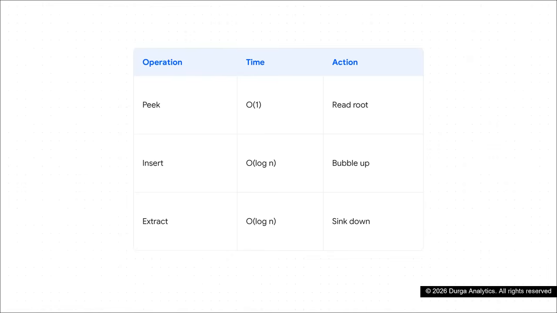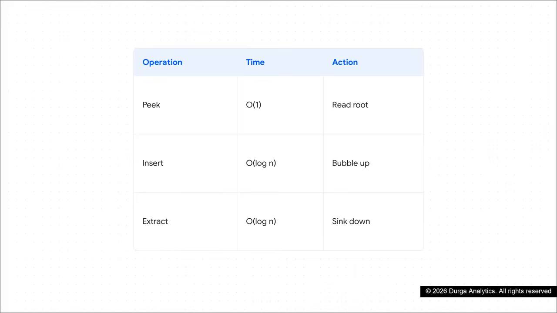As software engineers, we care deeply about big O time complexities, and this is where the heap gives us a massive engineering victory. If you just want to peek, check what the most urgent item is, it takes O(1) constant time. It's literally right there at the root. If you need to insert a new item, it takes O(log n) time. You just drop it at the bottom and kind of bubble it up, swapping it with its parent until that heap property is fixed.